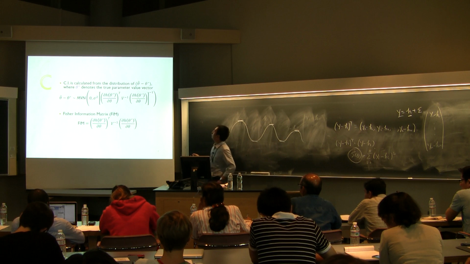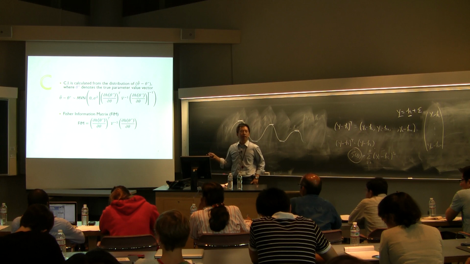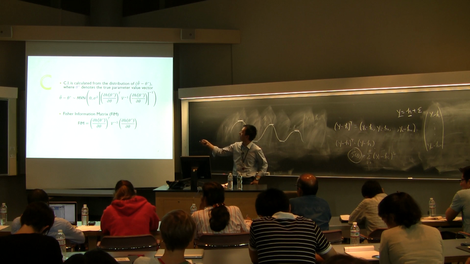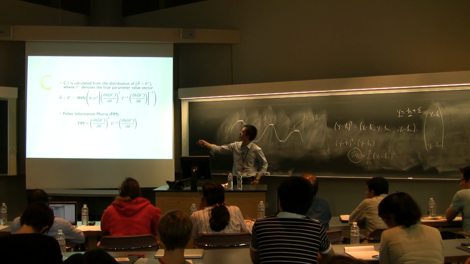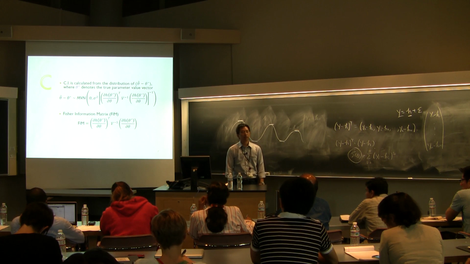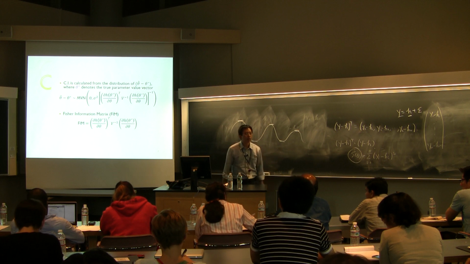So now we know, if we know the Fisher information matrix, we can plug this in here. Then we can actually calculate the variance, right? Then we get the variance of the estimator. And if we know the variance of the estimator, then we can get the confidence interval, right?